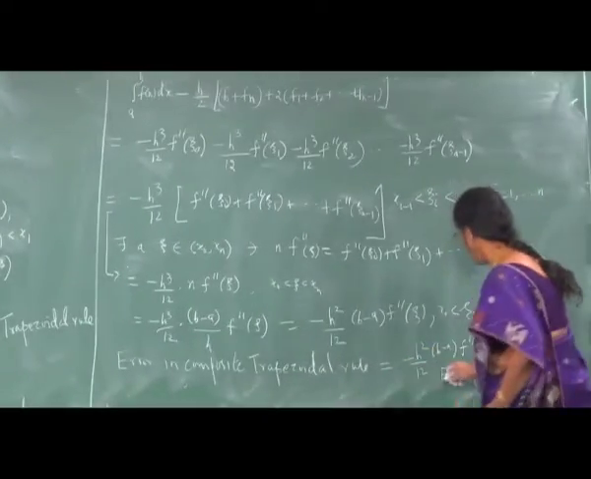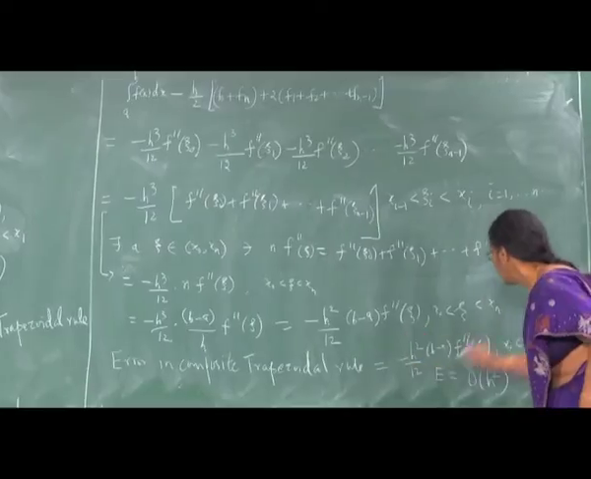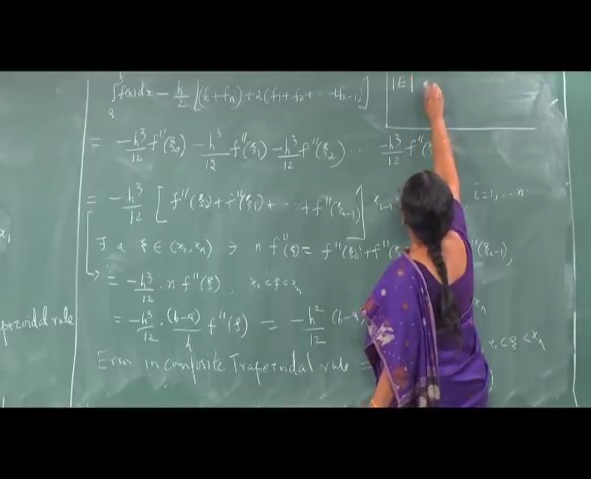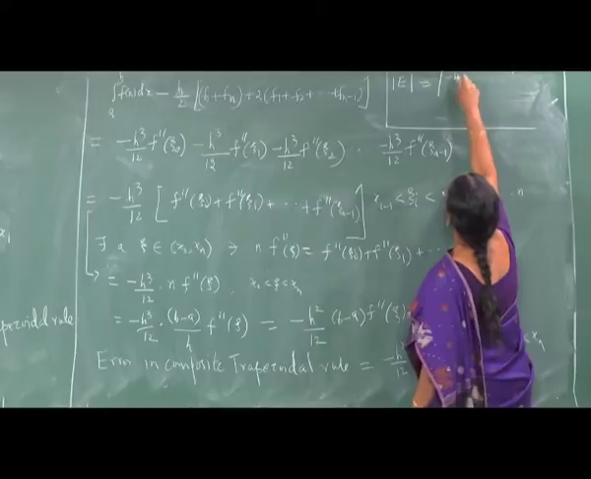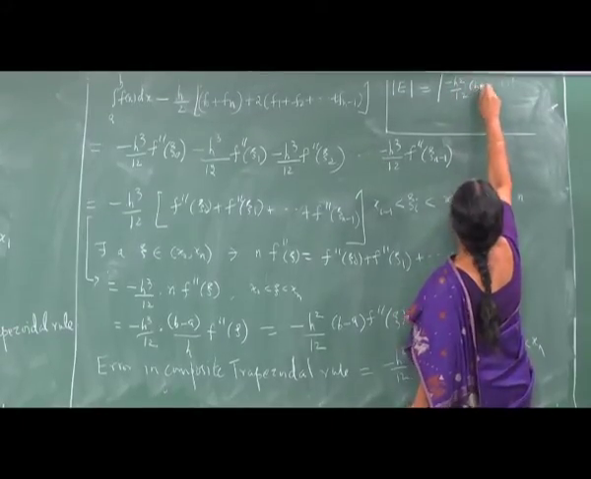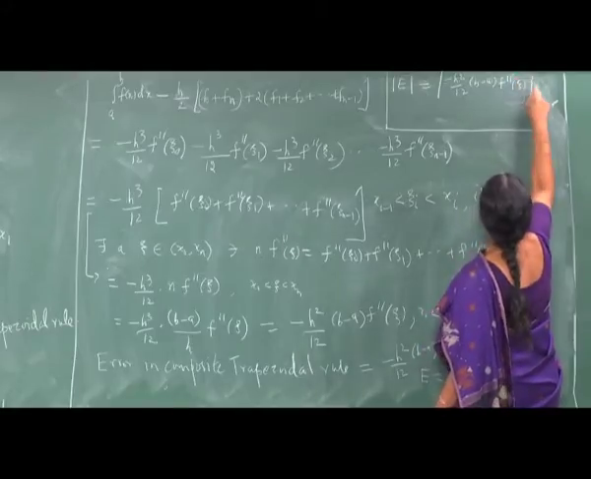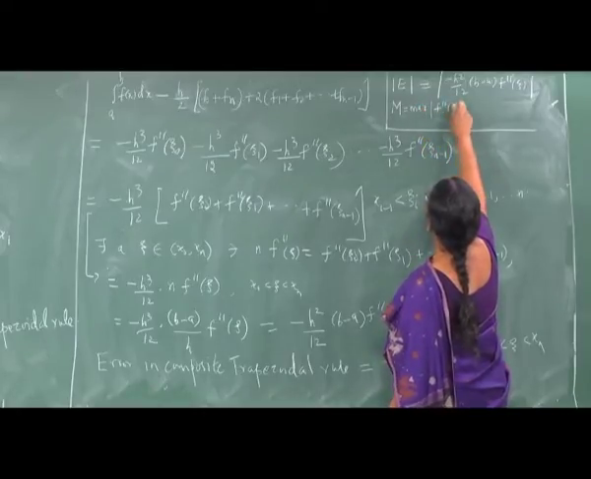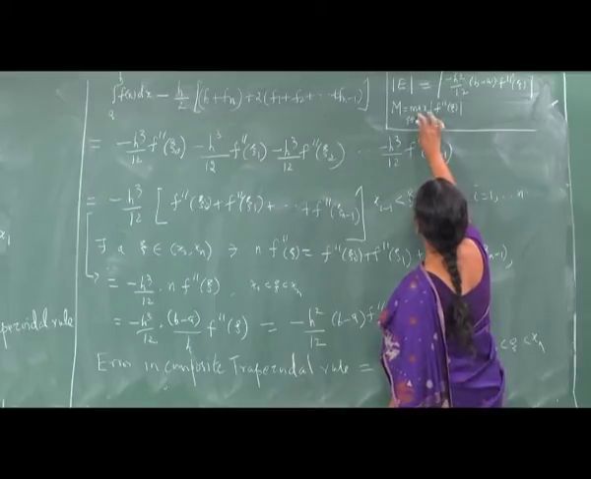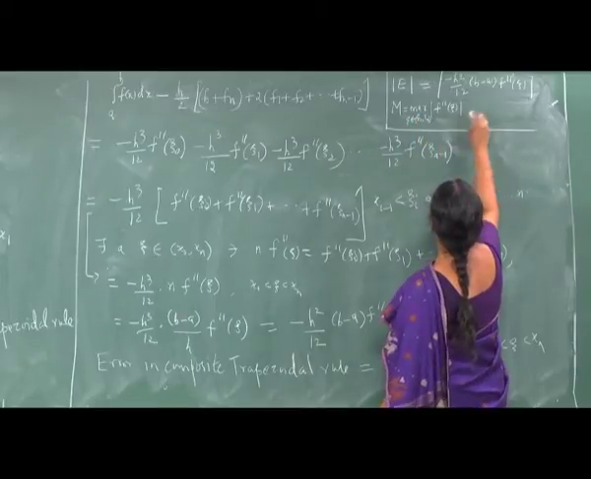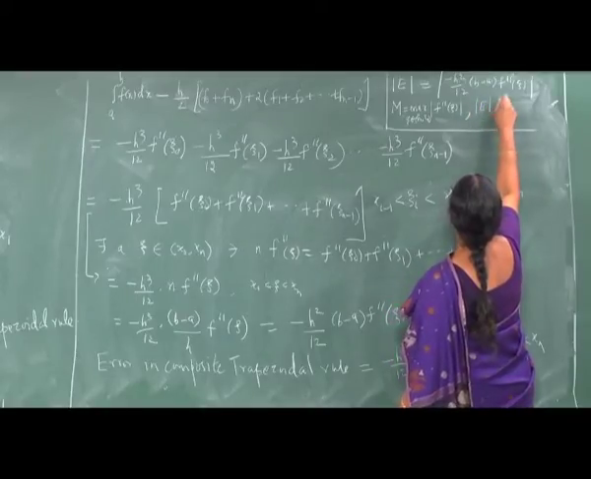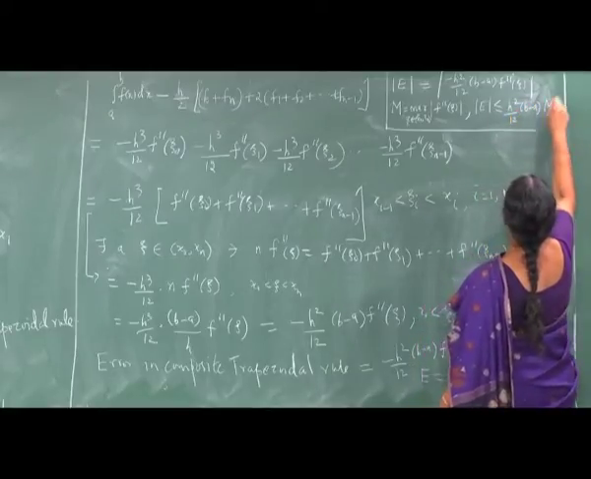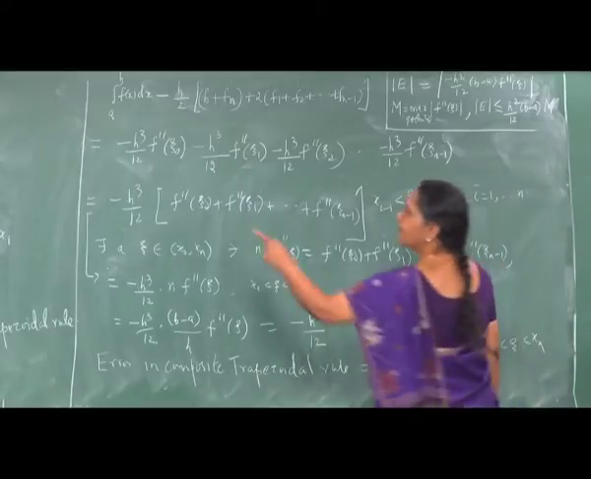So, what is the bound on the error? It is modulus of E, which is this. So, let us obtain the error bound. So, this will be the absolute value of minus h square by 12 into b minus a into f double dashed of psi. So, suppose capital M is the maximum of f double dashed of psi for psi in the interval x naught to x n. Then I have E to be less than or equal to h square by 12 into b minus a into capital M.